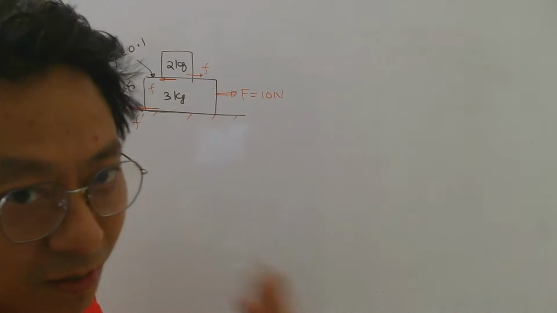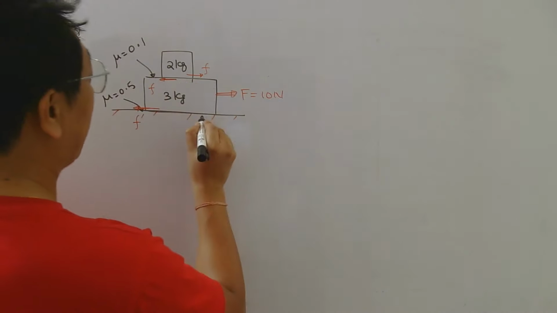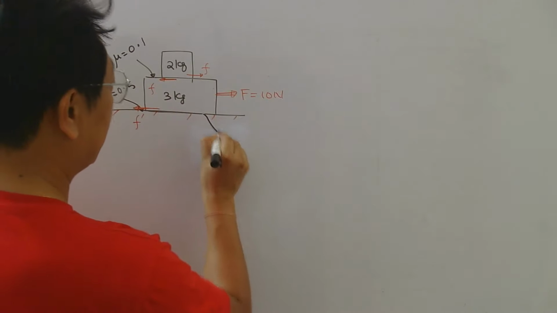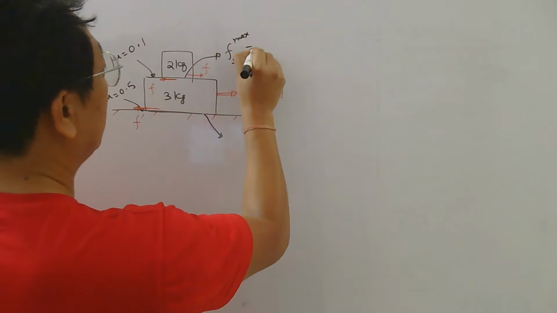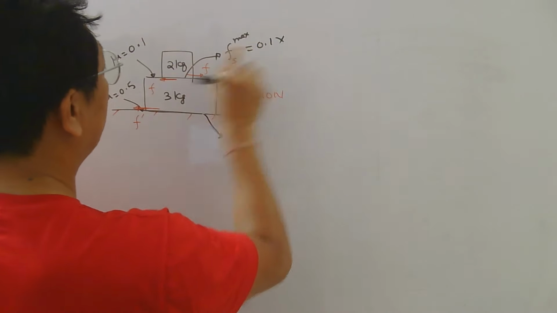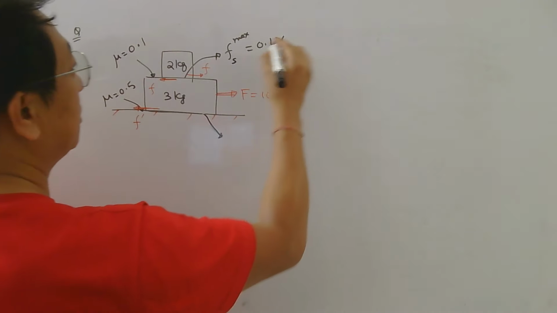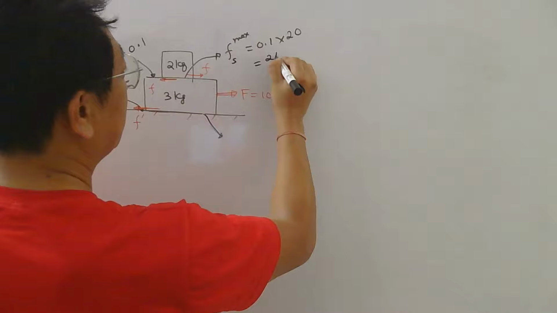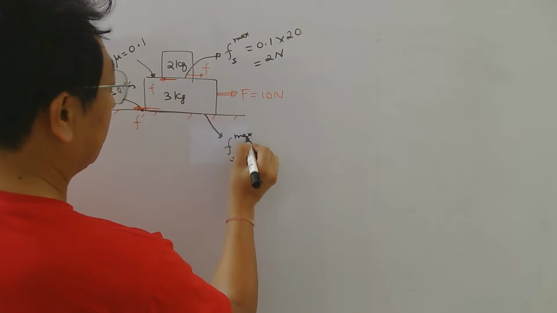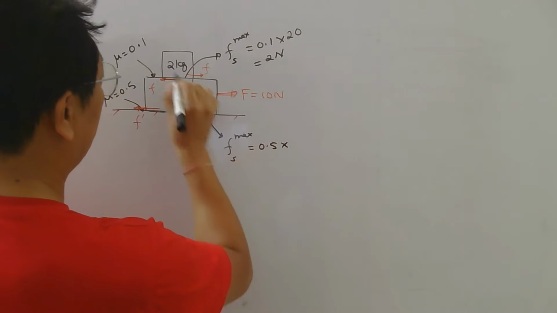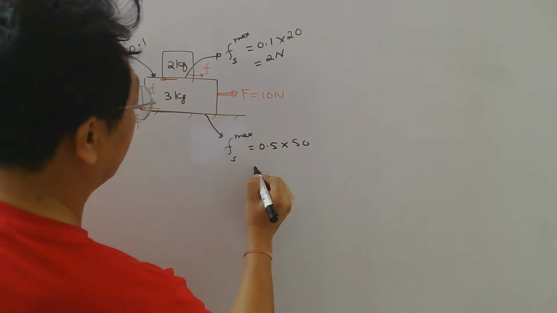So now we will do our assumptions one by one and check whether our assumptions are true or not. But before that, we will calculate the max value in each surface. So here what is the max value? Mu is 0.1. Normal force here will balance weight of 2 kg. Weight of 2 kg is 20 Newton. So maximum static friction here is 2 Newton. Here, mu is 0.5 into weight will be 50 kg, right? Normal here has to balance the weight of both the blocks. So 25.